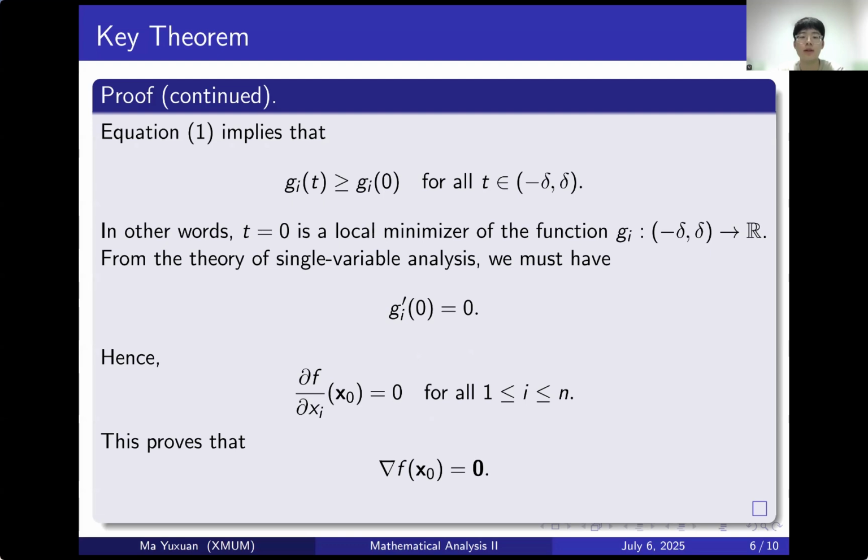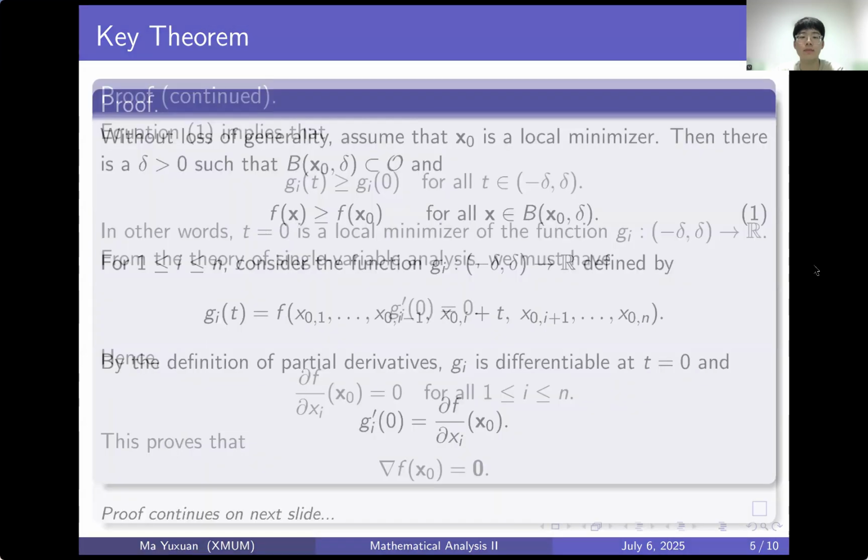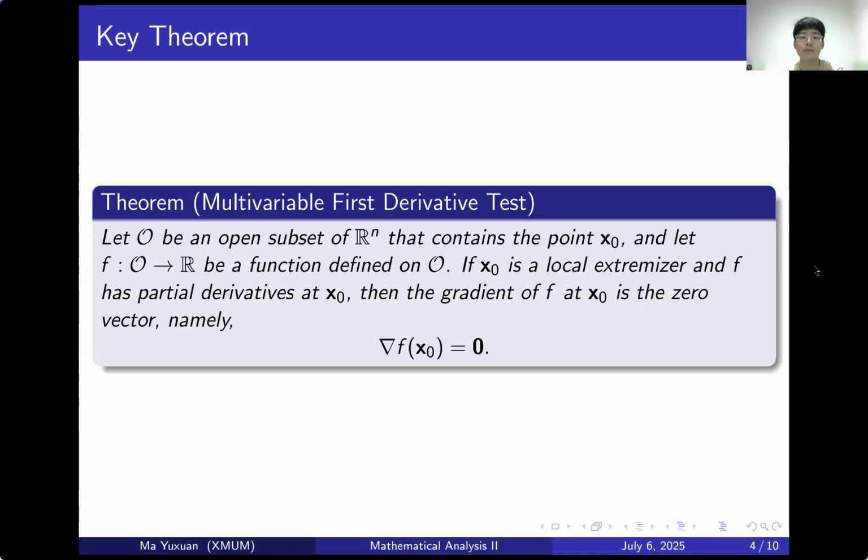Now, let's return to the theorem. Someone may ask: if the gradient of f at x0 is 0, does that mean x0 must be a local extremizer? It is a great question. And the answer is no. To see why, let's look at a classic counterexample.